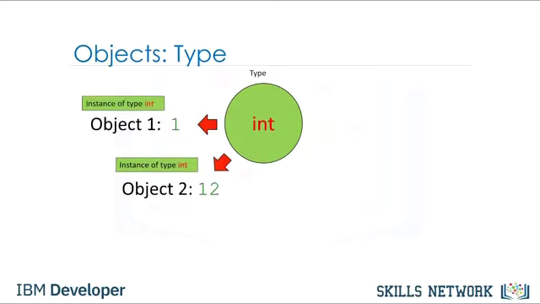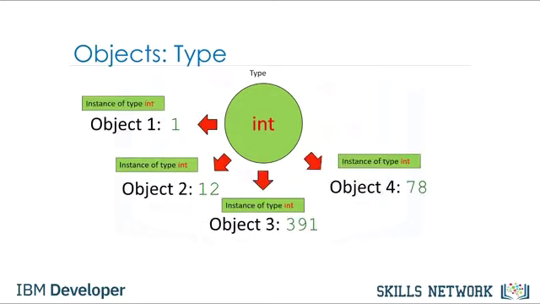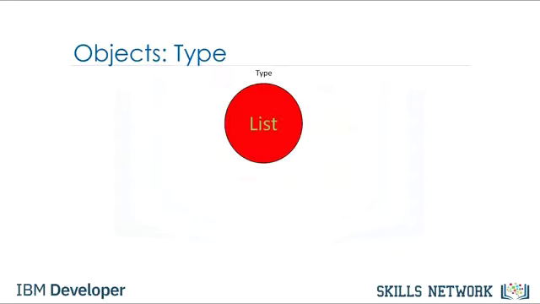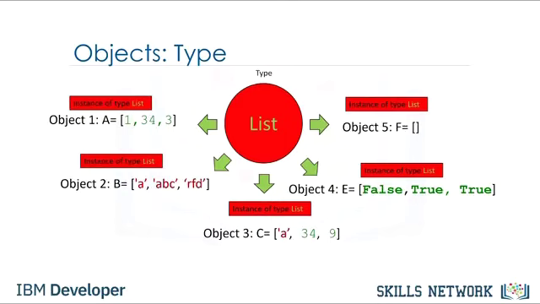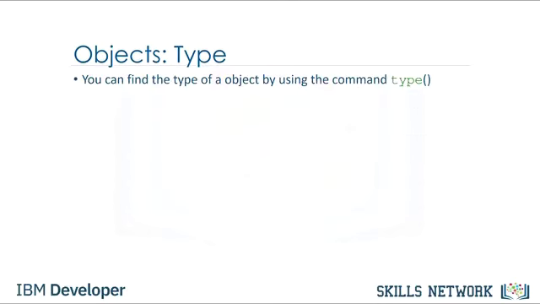In this case, we are creating 5 instances of type integer or 5 integer objects. Similarly, every time we create a list, we are creating an instance of type list, or we are creating a list object. In this case, we are creating 5 instances of type list or 5 list objects. We can find out the type of an object by using the type command.